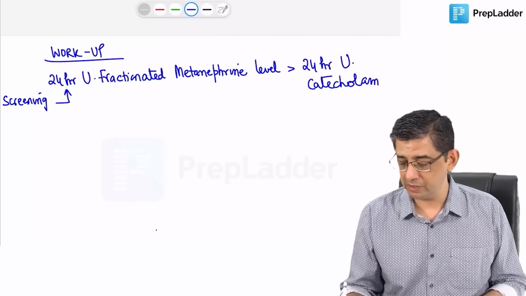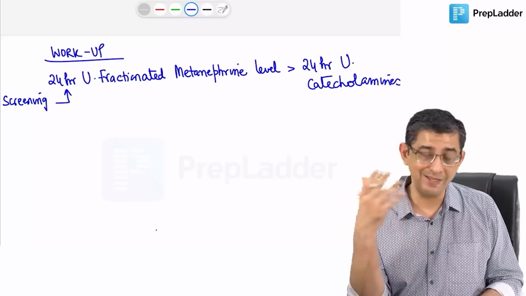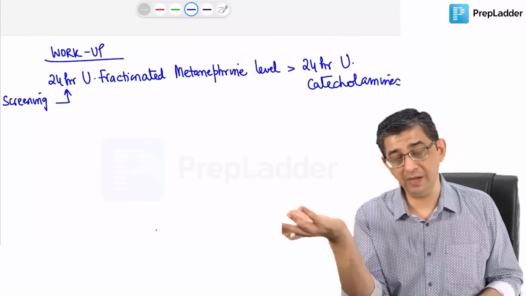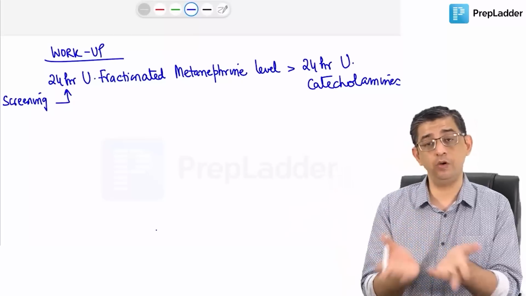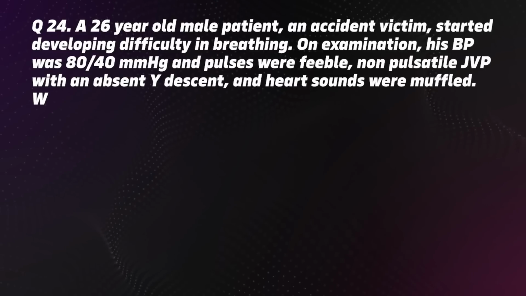I repeat the statement once again. Urinary catecholamines will look very tempting, but as I explained to you, they have a limited duration of action. So by the time the sample is processed, they're already degraded. The value might come out to be falsely normal also. Question 24.